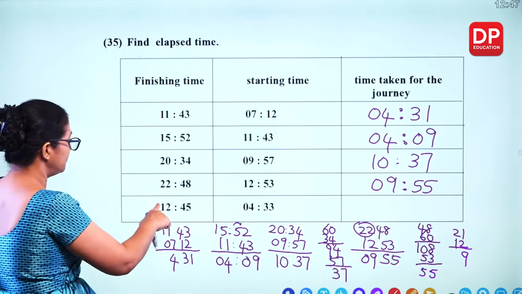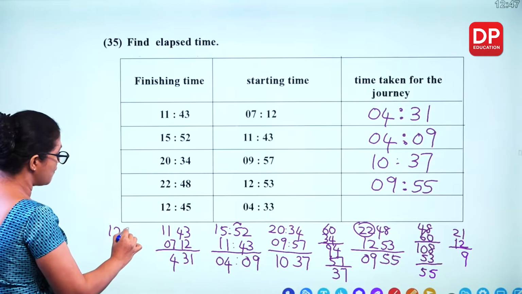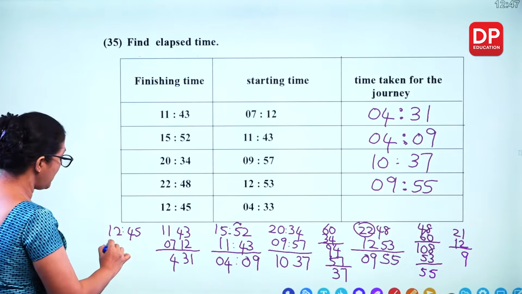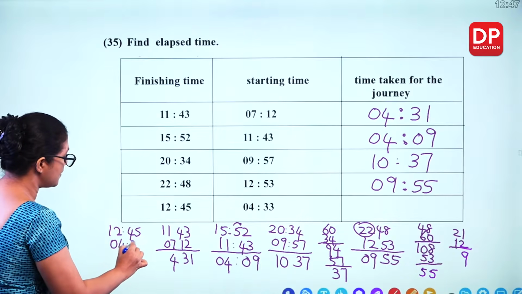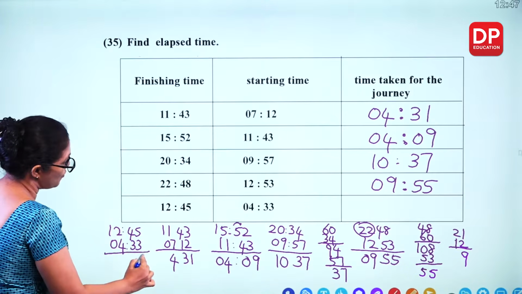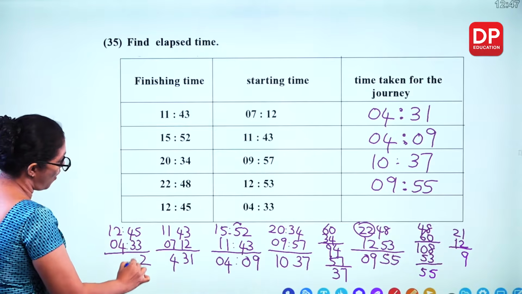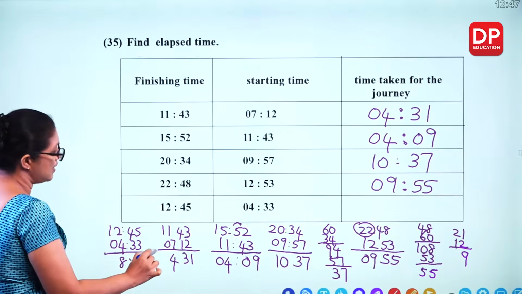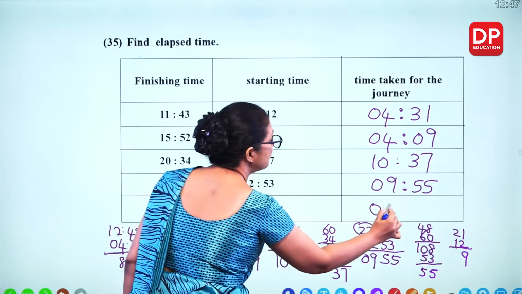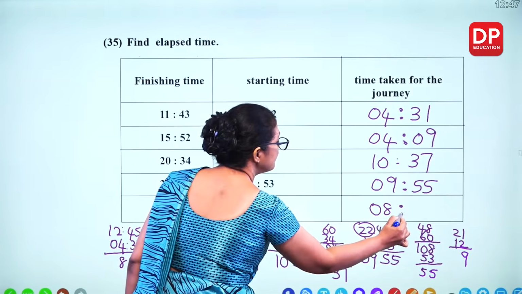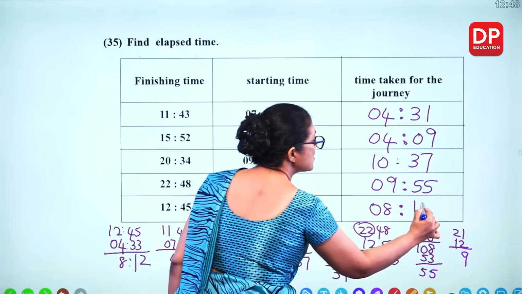Other one. 12:45 and 4:33. You can straight away subtract 2, 1 and 8. 8 hours and 12 minutes.